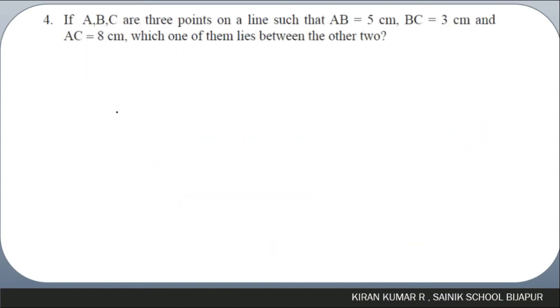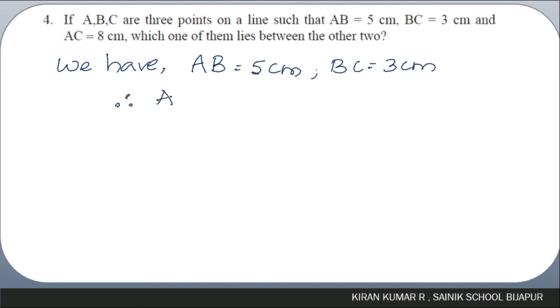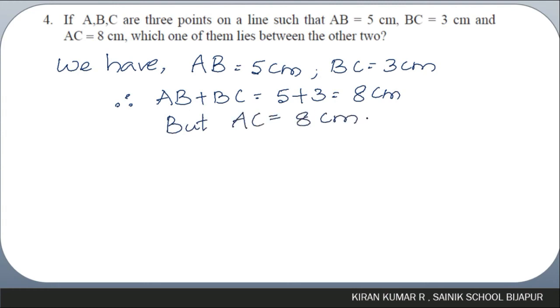Question number 4. If A, B, C are 3 points on a line such that AB is 5 cm, BC is 3 cm and AC is 8 cm, which of them lies between the other two? We have AB equal to 5 centimeter, BC equal to 3 centimeter. Therefore, the sum AB plus BC is 5 plus 3, 8 centimeter. But they have given the length of AC as 8 centimeter.